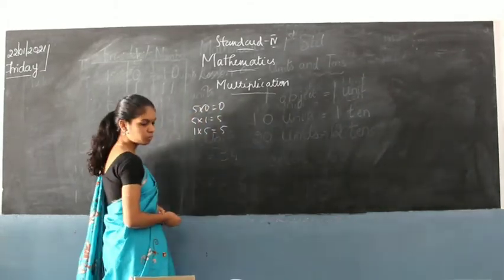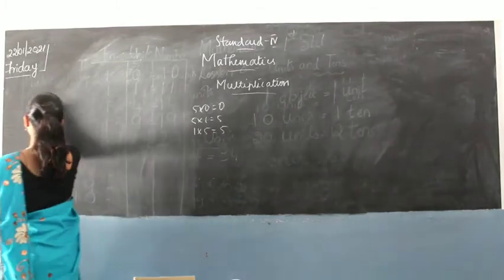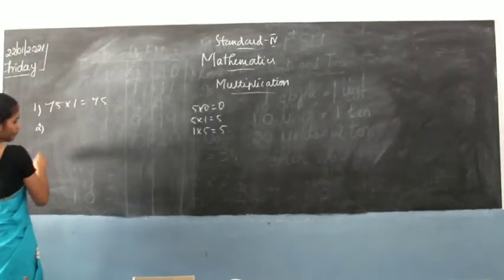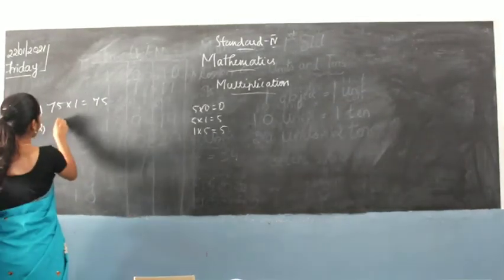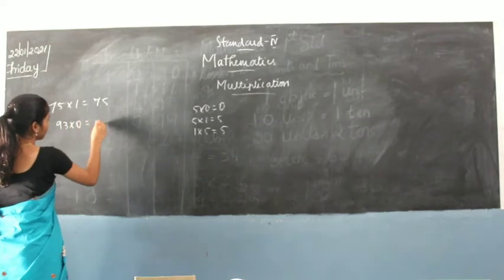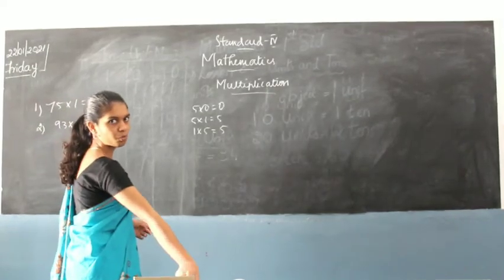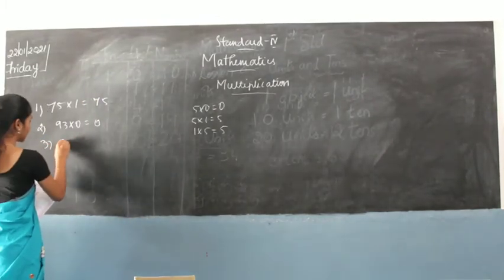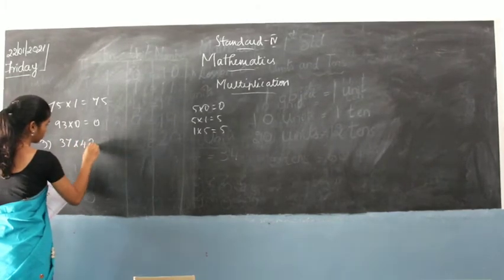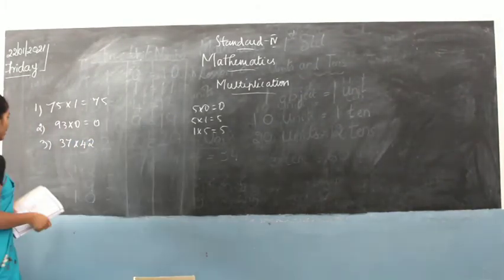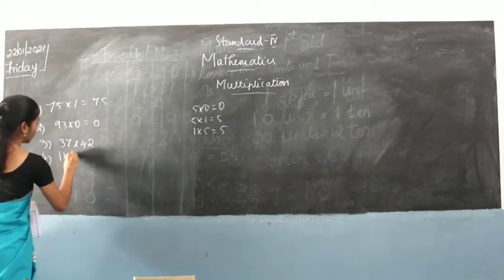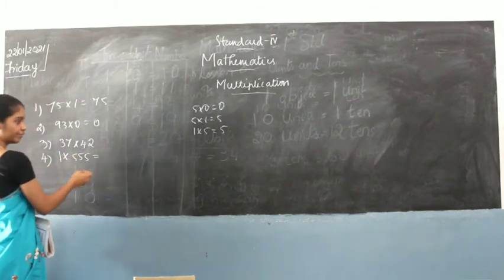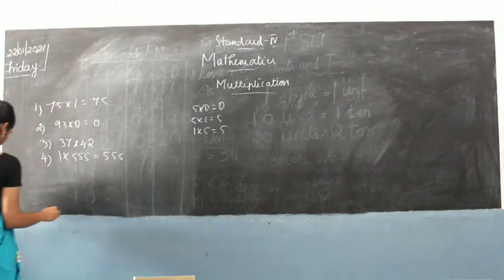See, they have given you first one, 75 into 1, which is 75. Second one, 93 into 0, which will give you 0, because any number multiplied with 0 will give you 0. Okay, so third one, 37 into 42. This one I'll teach you how to do. Okay, the fourth one is 1 into 555, which will give you 555, because 1 into any number will give you the same number, right?